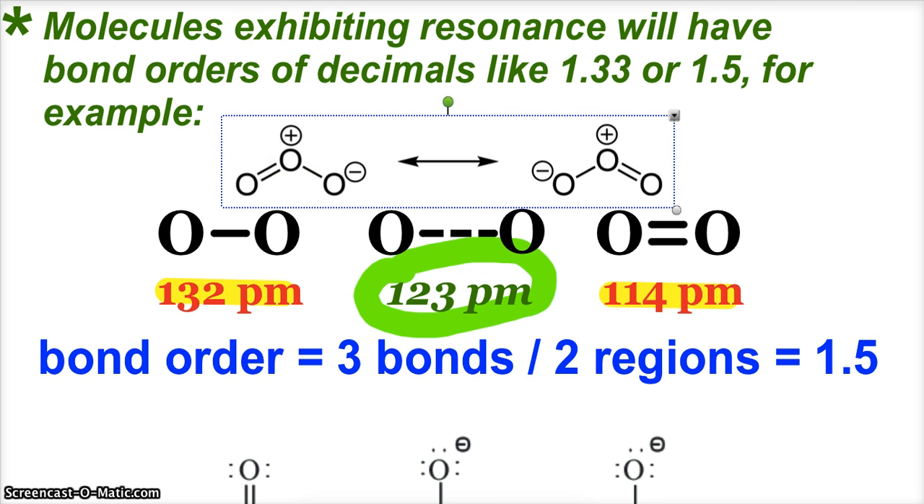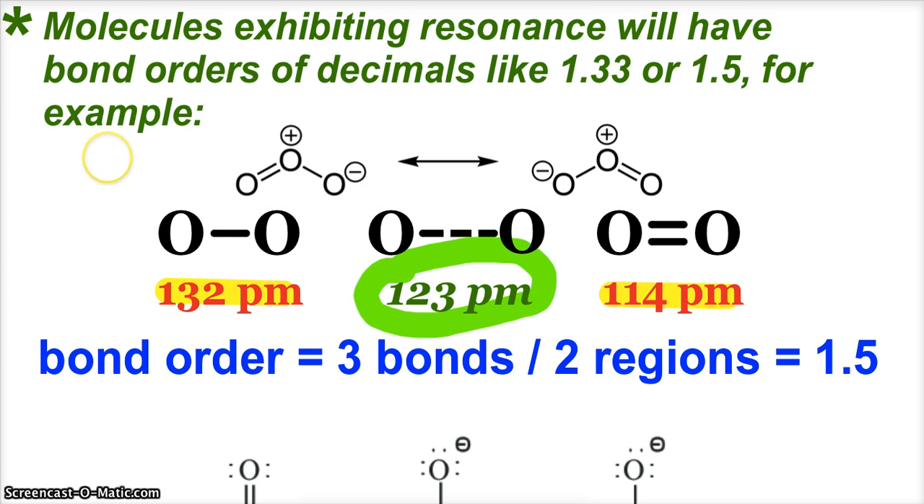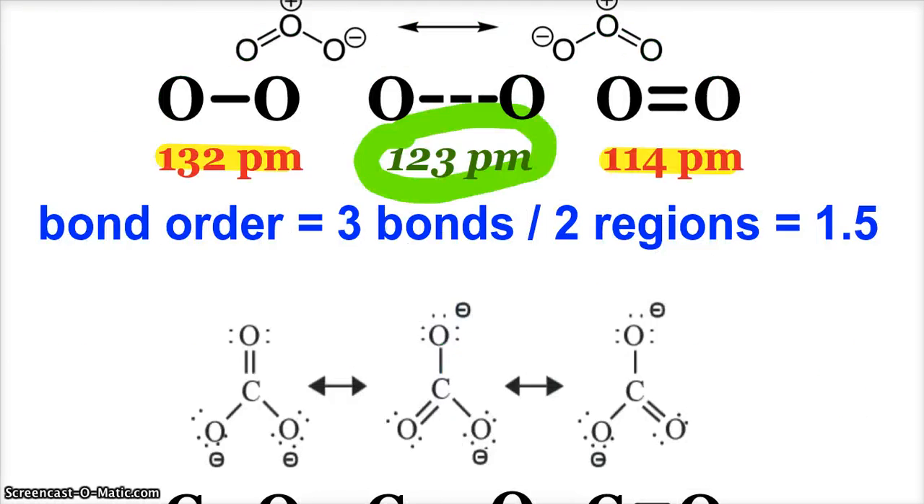These oxygen atoms are in place. They do have a fixed position, and we'll talk about that in molecular geometry coming up, but the distances between them are not single bond length, they're not double bond length, they're in between. And so the bond order, as you see here, I've got 3 bonds located in 2 different regions around that central oxygen, and so the bond order is 1.5.